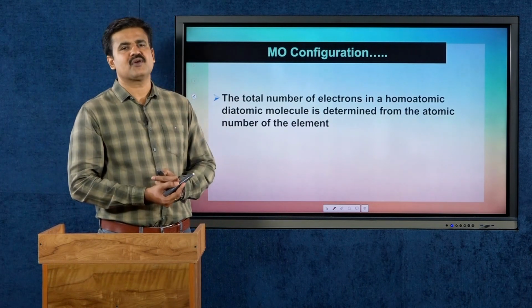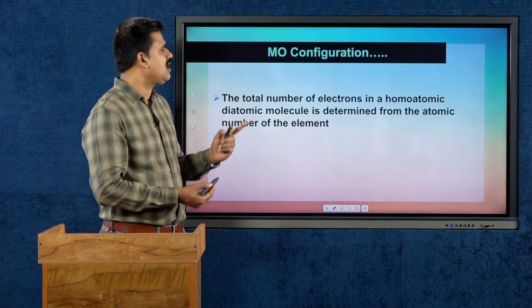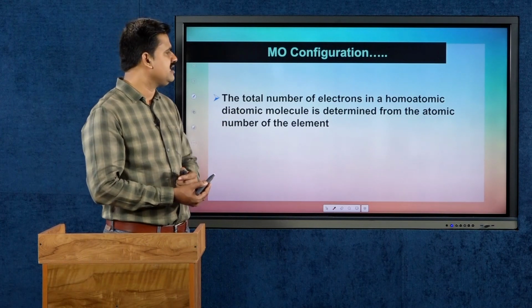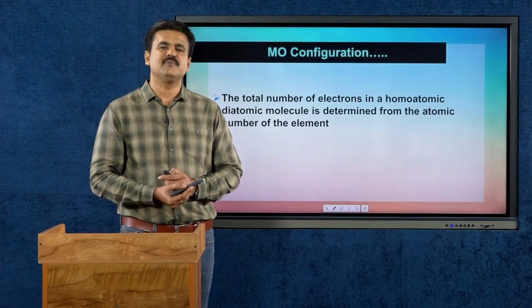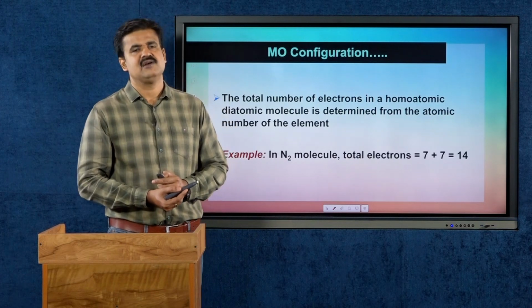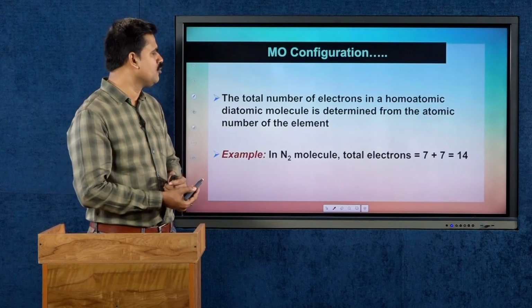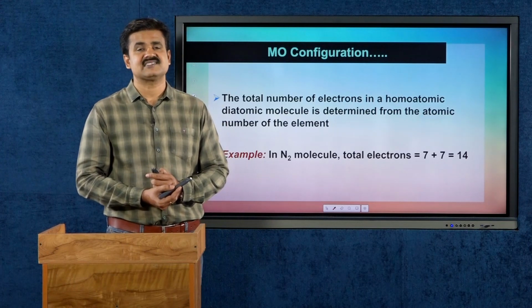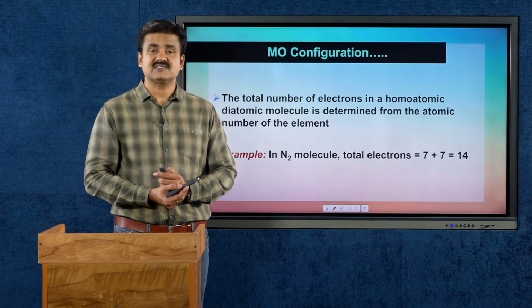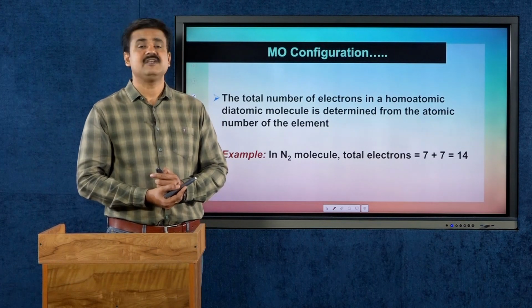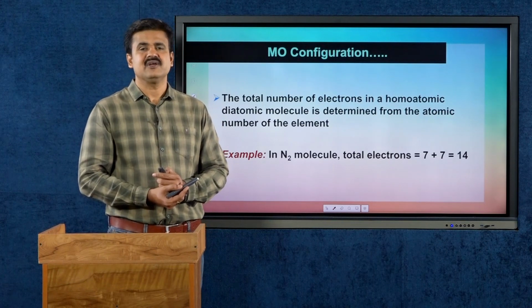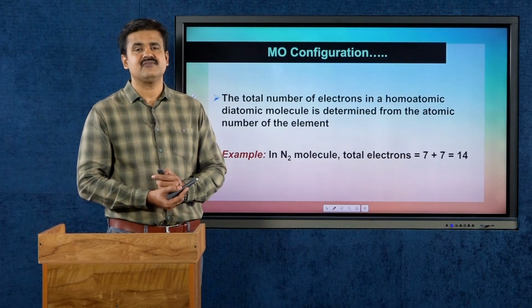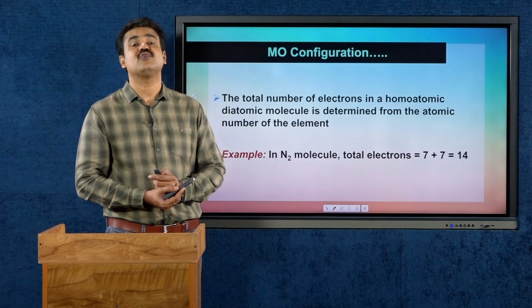The total number of electrons in a homoatomic diatomic molecule is determined from the atomic number of the element. For example, in the N2 molecule, the total number of electrons is equal to 7 plus 7, that is equal to 14, because the atomic number of nitrogen is 7, so each atom has 7 electrons. So, in the nitrogen molecule, there are a total of 14 electrons.